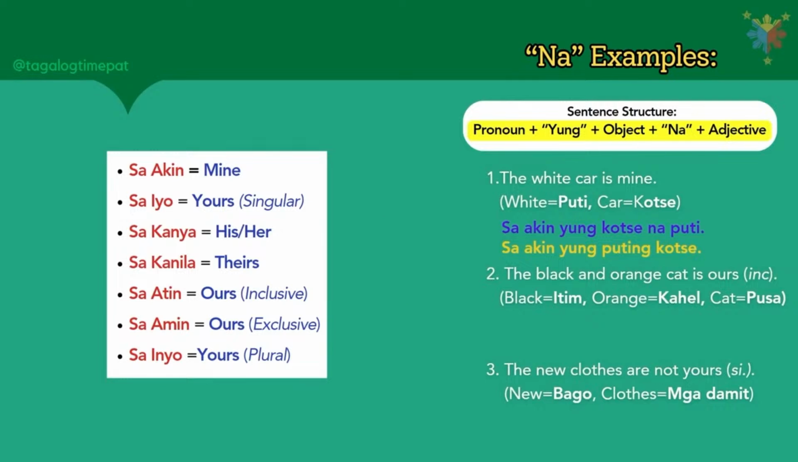All right, number 2, the black and orange cat is ours, inclusive. Black is itim, orange is kahel, cat is pusa. It would be, sa atin yung pusa na itim at kahel. Remember, if you have more than one adjective, it's just the word at. That means and. Now, the alternative way to say this would be, sa atin yung itim at kahel na pusa.